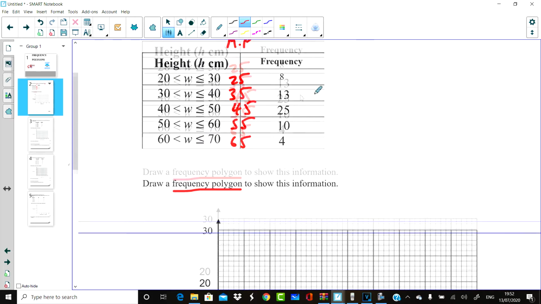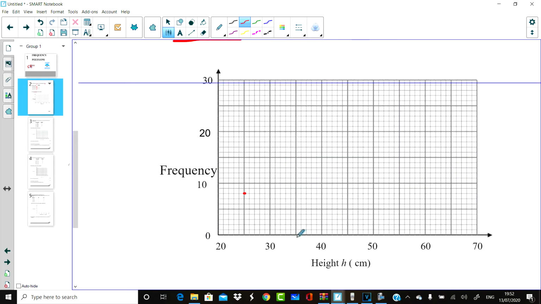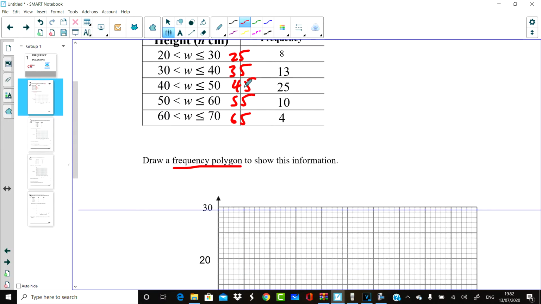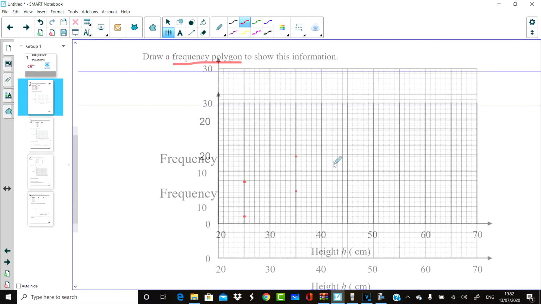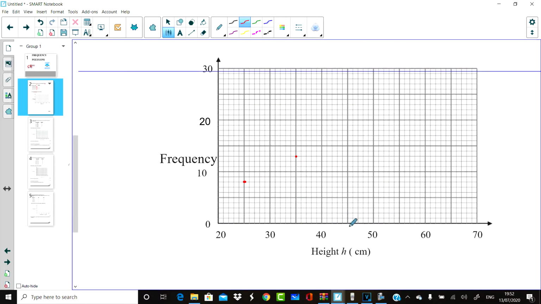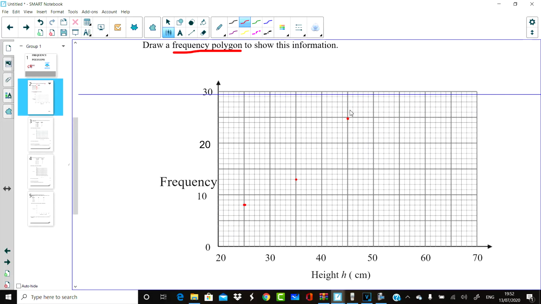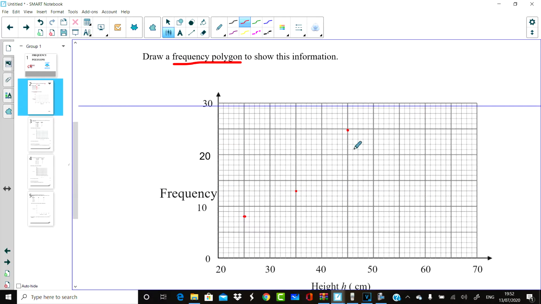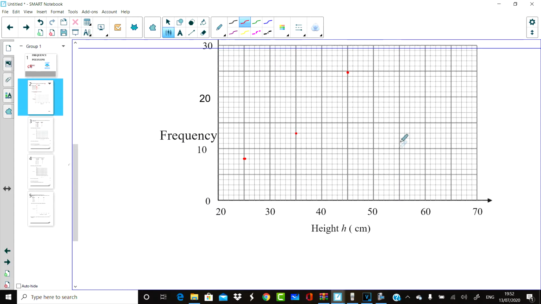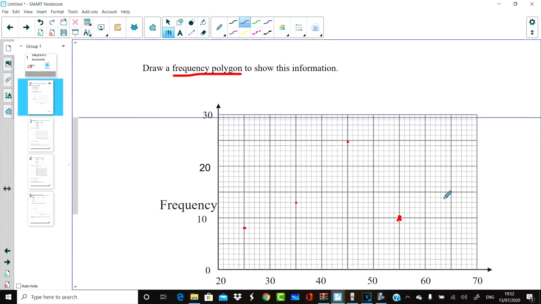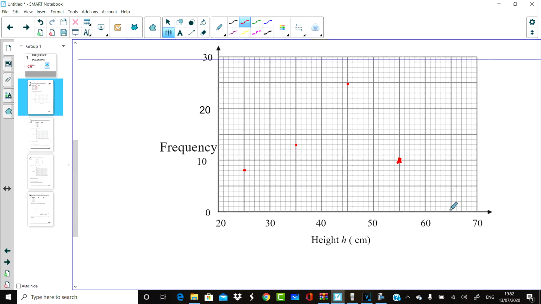Then we're going to have 35 against 13. So 15 is over here, so 13 is over there. Then we have 45 against 25. So we have 45, which is here, and 25, which is here. Then we have 55 against 10, so we plot a point there. And then we have 65 against 4. That's 65, and that's 5, so 4 is over here.